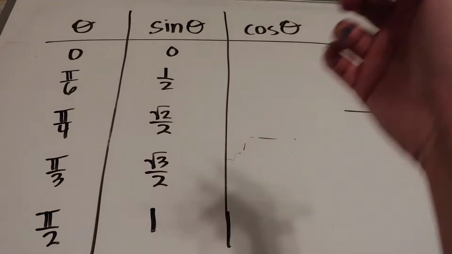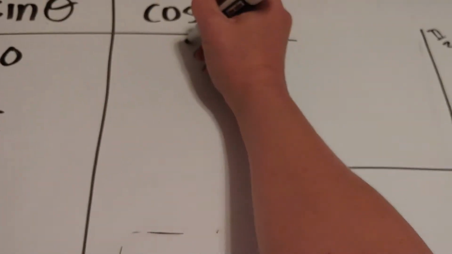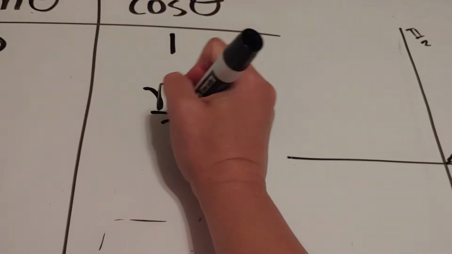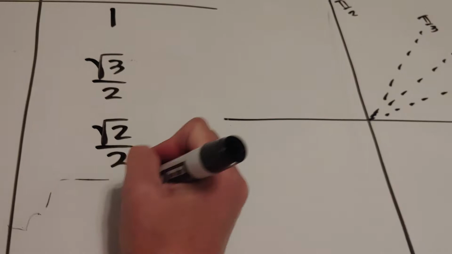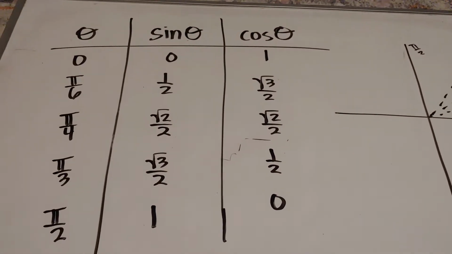Take the cosine, reverse it. So what I'm saying is we're going to start with 1 and go to 0. So it's going to look like 1, root 3 over 2, root 2 over 2, 1/2, and 0. Boom, sine and cosine, all there.